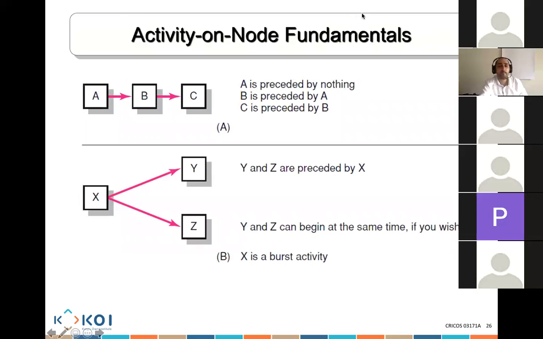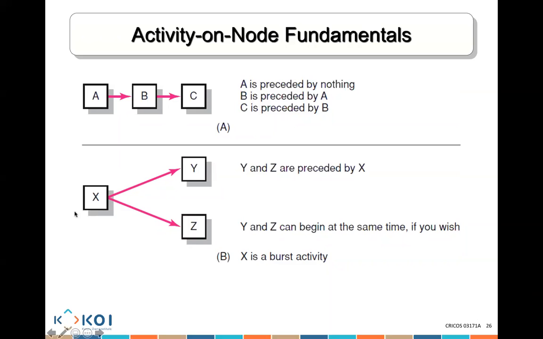So let's try to go and think about all of these things that I explained to you. You can see there's A, there's an arrow, there's B. That means A must be done before B starts. B starts after A is completed. A, there's nothing before it. C, there's B before it. So C is preceded by B, B is preceded by A, and there's nothing to start before A.